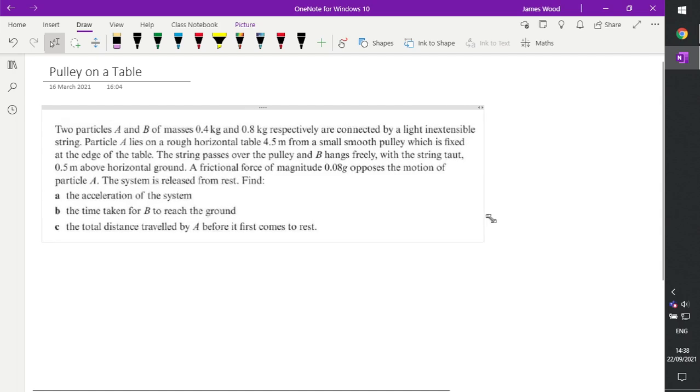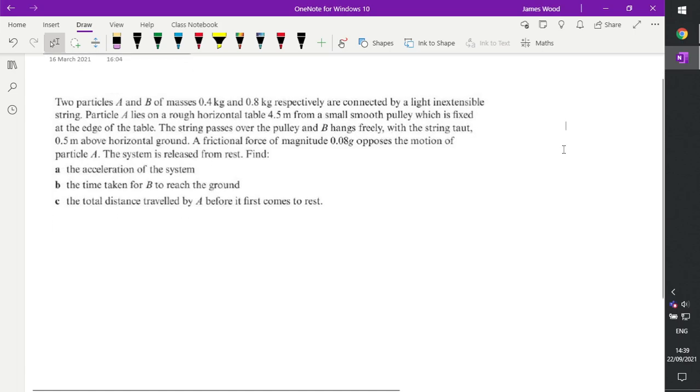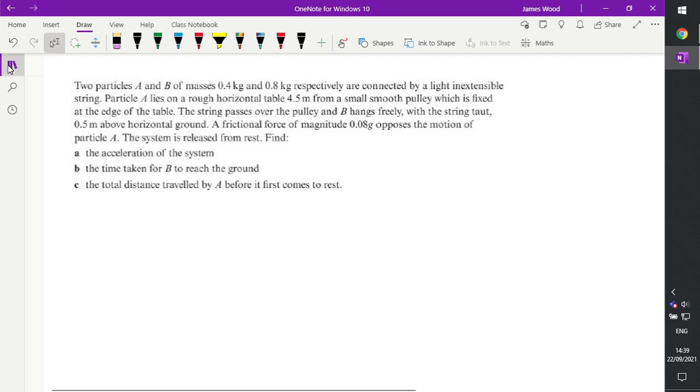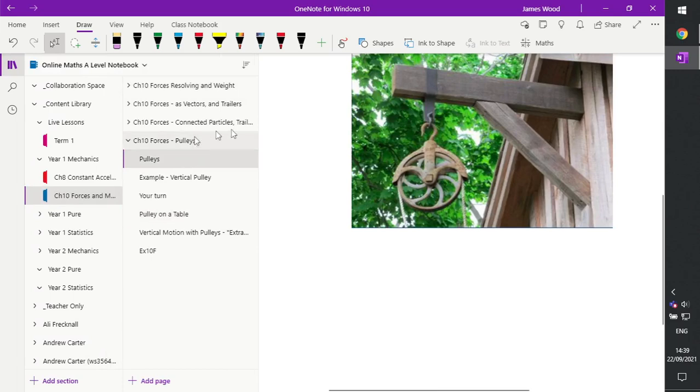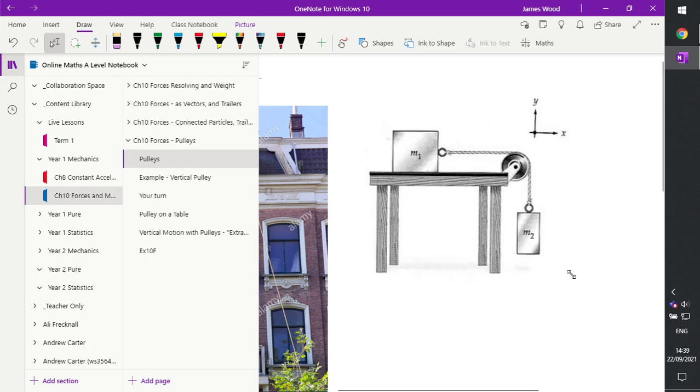Here's a slightly different context. We've got two particles of 0.4 and 0.8, but this time one is on a table. This is more like the setup on the first page, one object on the table and one hanging off the side. That's the sort of case we're going to look at now.